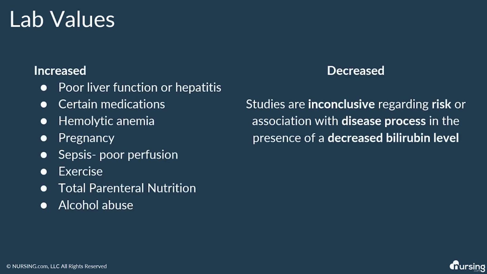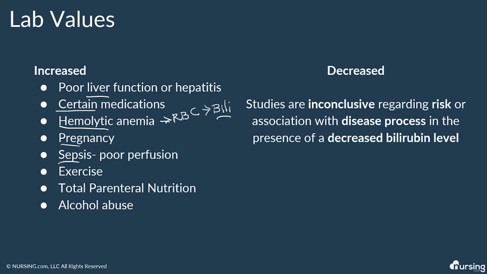Lab values, when they're increased, of course, are going to indicate poor liver function or hepatitis. Certain medications can also disrupt the conjugation of bilirubin, and hemolytic anemia, of course, because red blood cells, as they break down, create the bilirubin. And so this will cause, when those red blood cells are hemolyzed, more bilirubin to be present in the bloodstream.